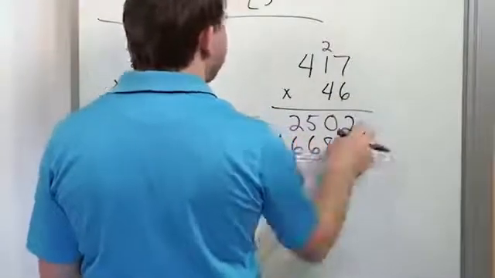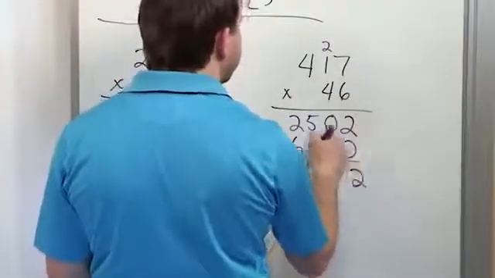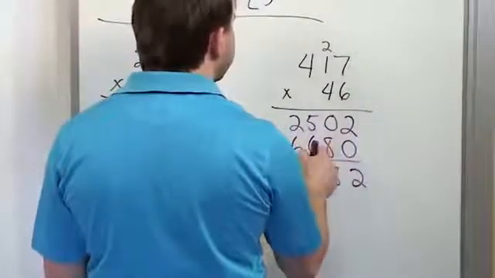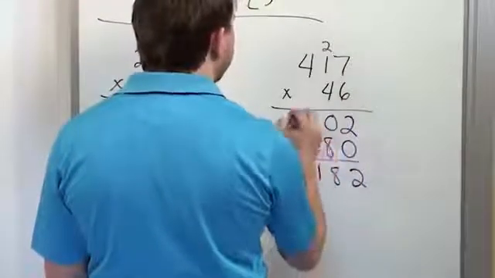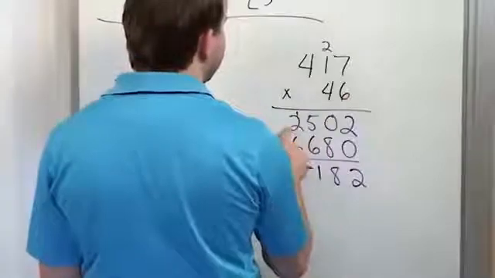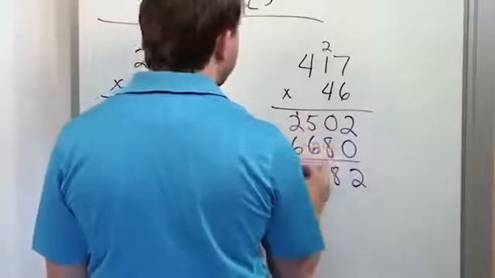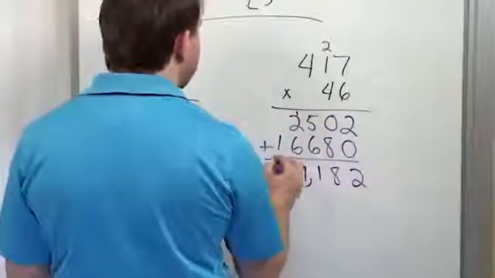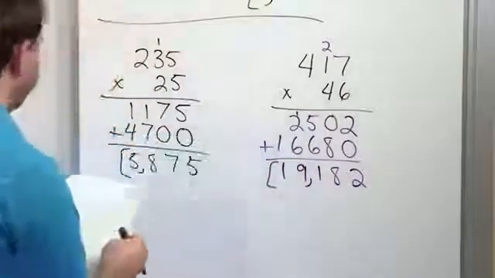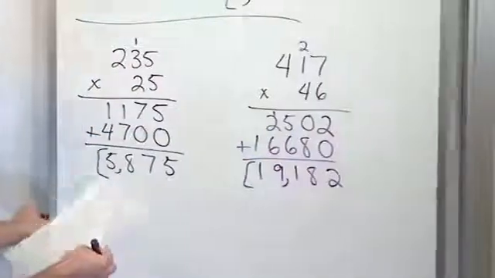And then we add these. 2 plus 0 is 2. This becomes 8. This becomes 11. 5 plus 6 is 11. Then we have 6 plus 2 is 8, plus another one is a 9, and the 1 just comes down here. 19,182.